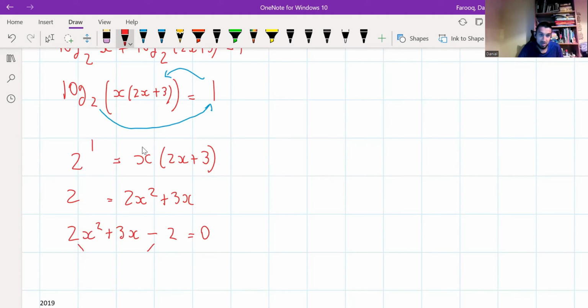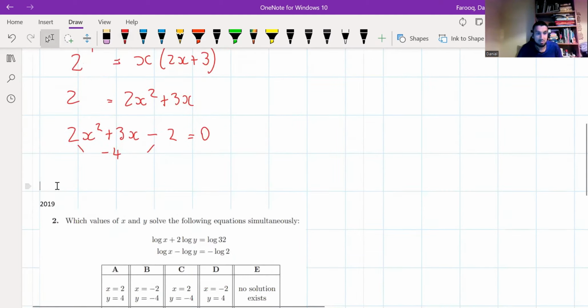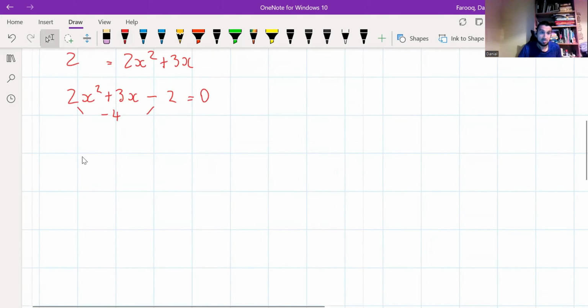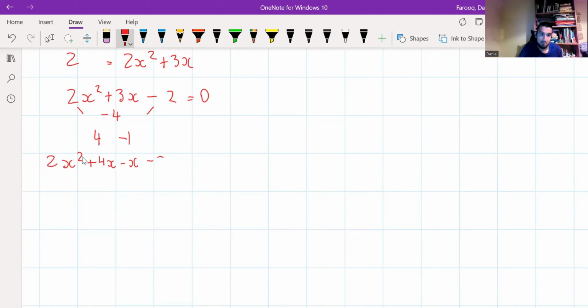2 times the minus 2, as we've done many times, will give us the minus 4. What two numbers multiply to minus 4 and add to 3? Clearly 4 and minus 1. So we rewrite the 3x with the 4 and 1. So 2x squared plus 4x minus x minus 2 equals 0. We'll factorize the first two. So that'll be 2x, x plus 2. And then the next two will be minus x plus 2.